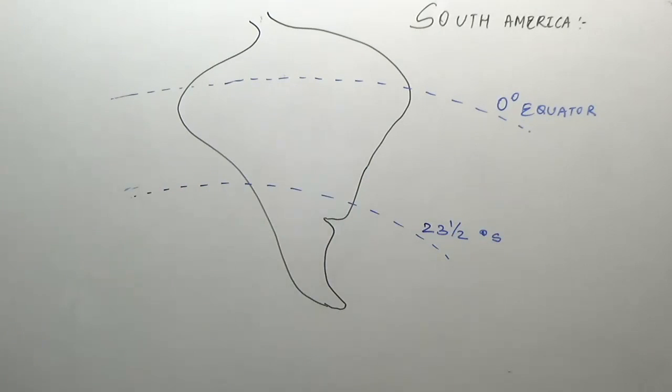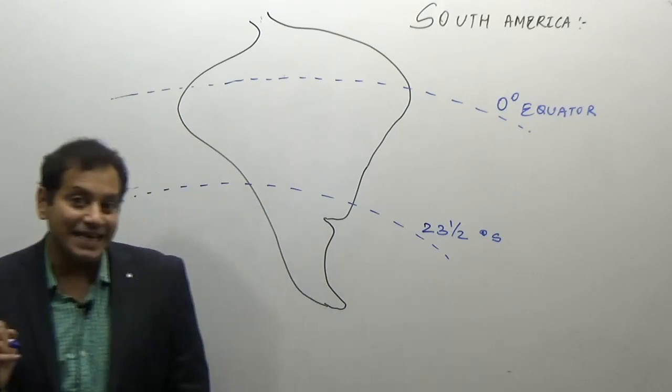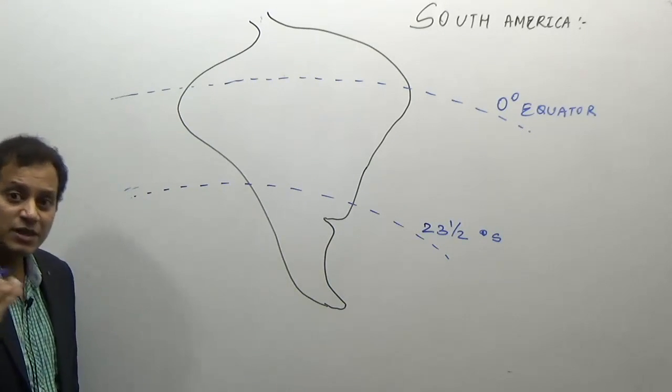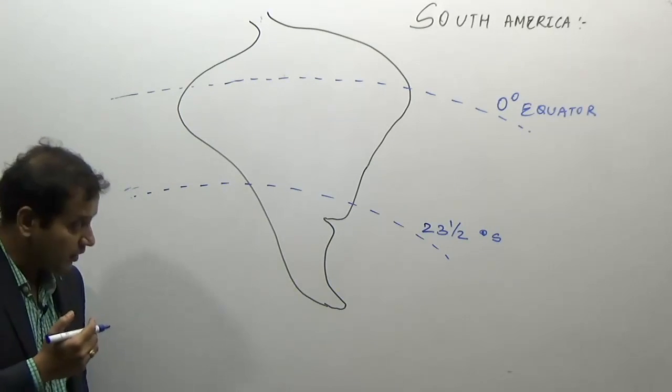The equator and the Tropic of Capricorn both pass through this continent, and therefore the continent lies in the southern hemisphere. Now where does it lie? In the east or western part of Greenwich Mean Time? It lies in the western part of Greenwich Mean Time.